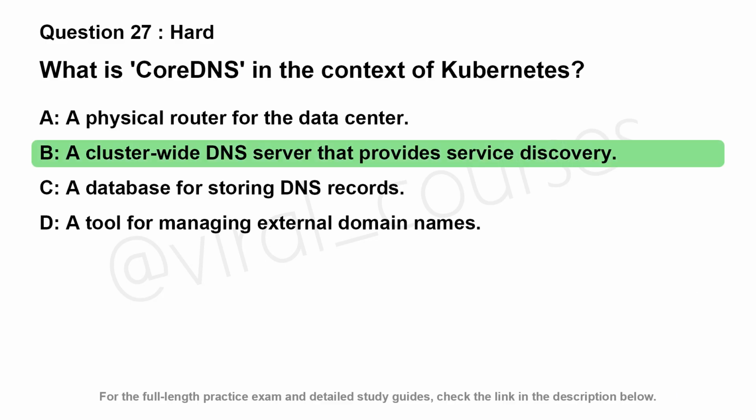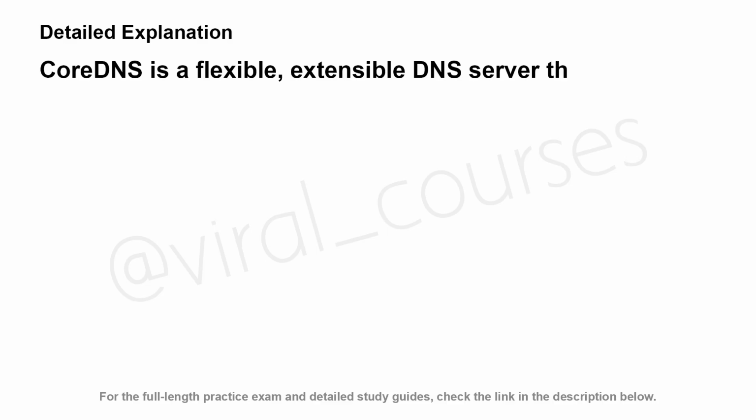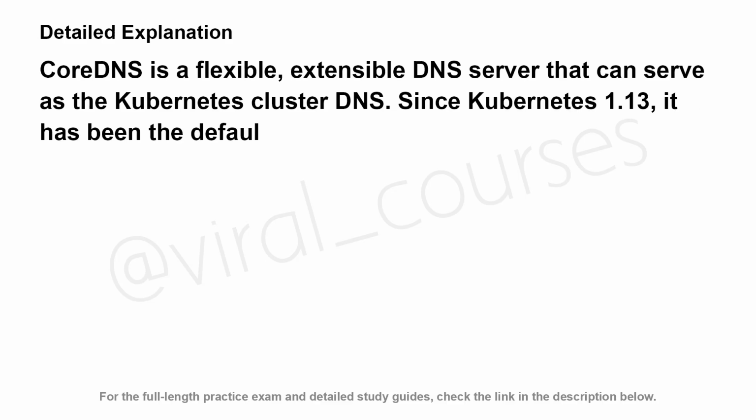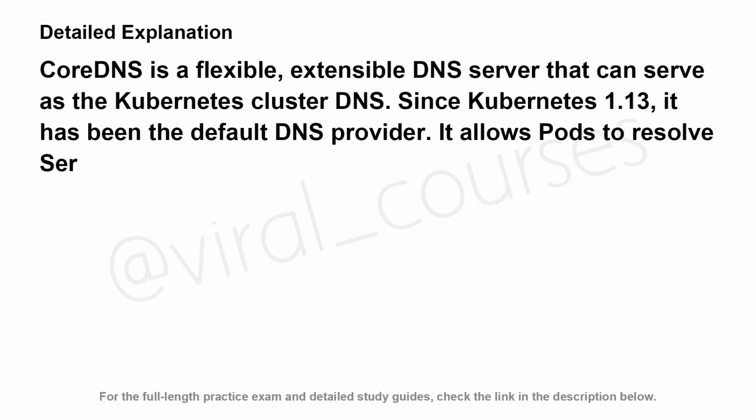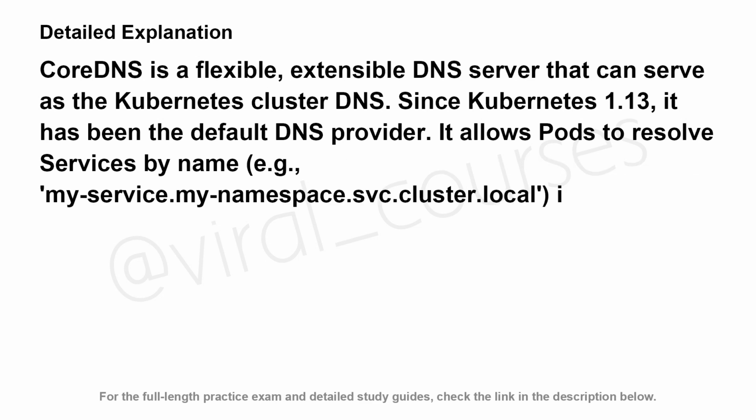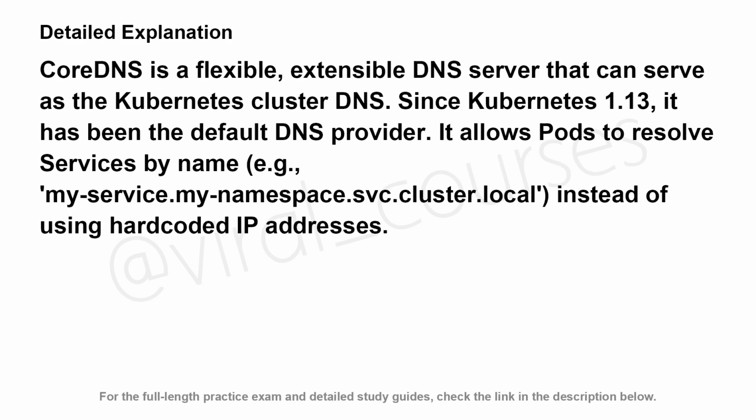The correct answer is B. CoreDNS is a flexible, extensible DNS server that can serve as the Kubernetes cluster DNS. Since Kubernetes 1.13, it has been the default DNS provider. It allows pods to resolve services by name, e.g., my-service.my-namespace.svc.cluster.local, instead of using hard-coded IP addresses.